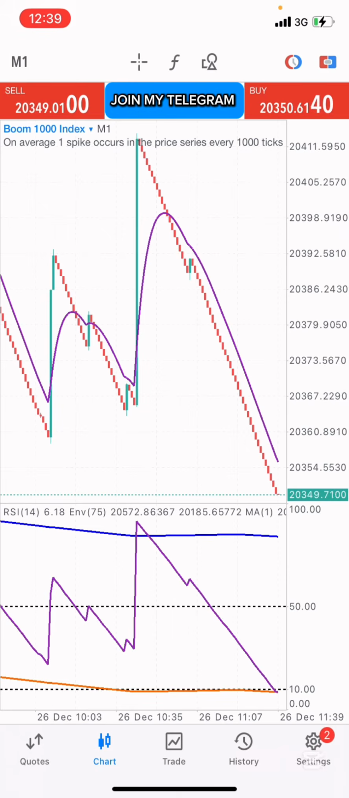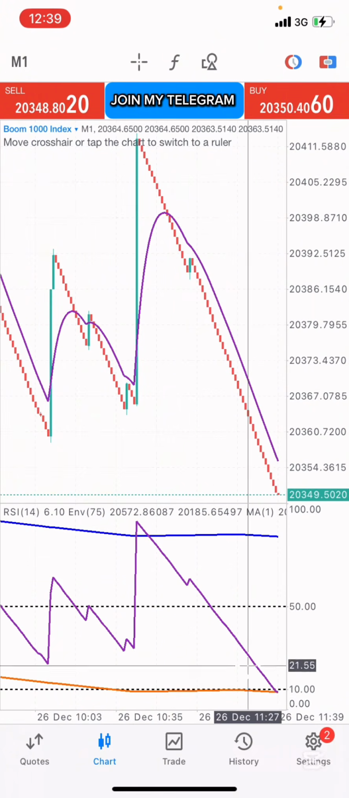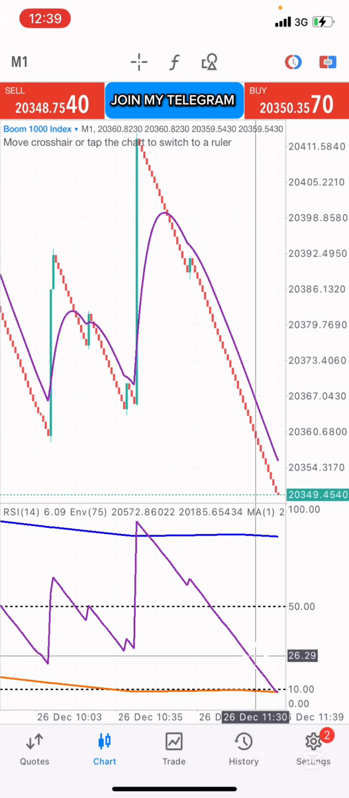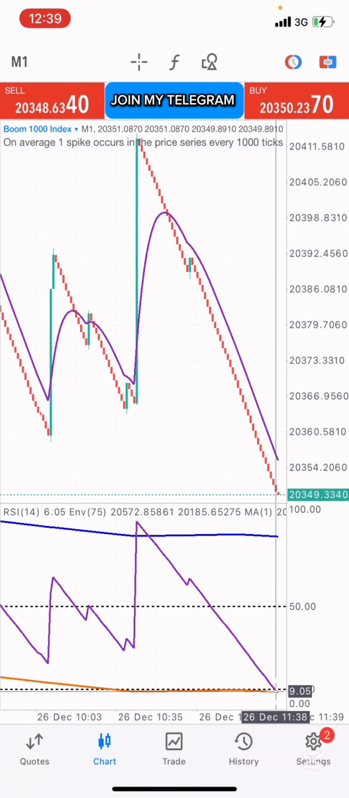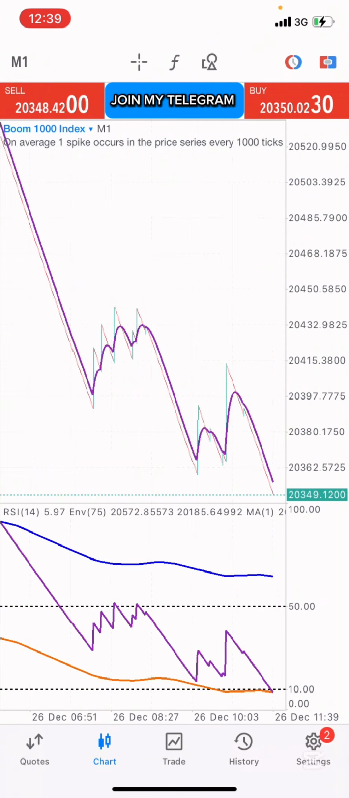Okay, remember that I told you guys we're going to be doing this on the boom and crash market. All right, now we're expecting a spike at this point because this moving average has touched the lower band of the envelope. So basically you are trading in the opposite direction. Okay, at this point is where you place your buy.